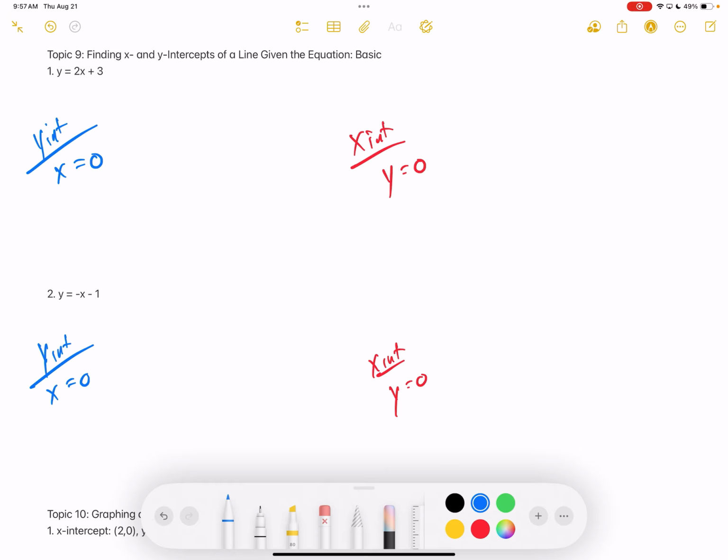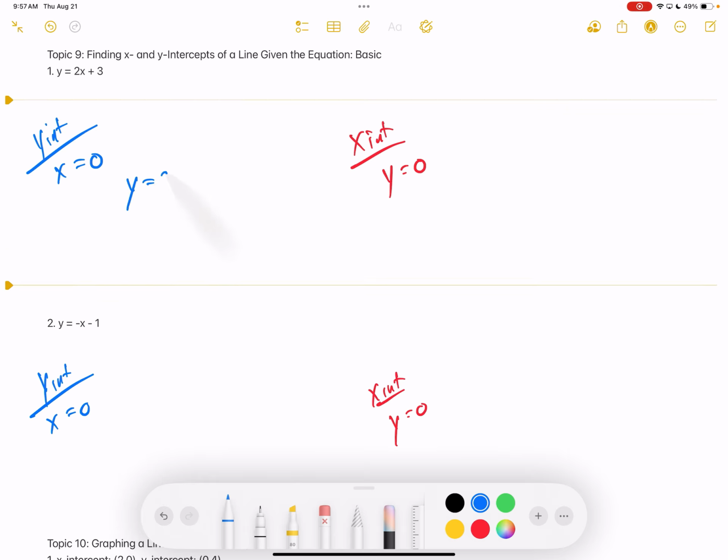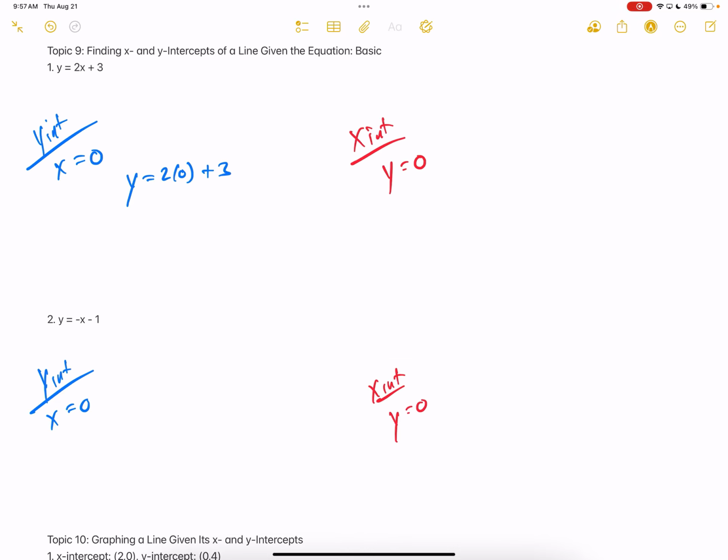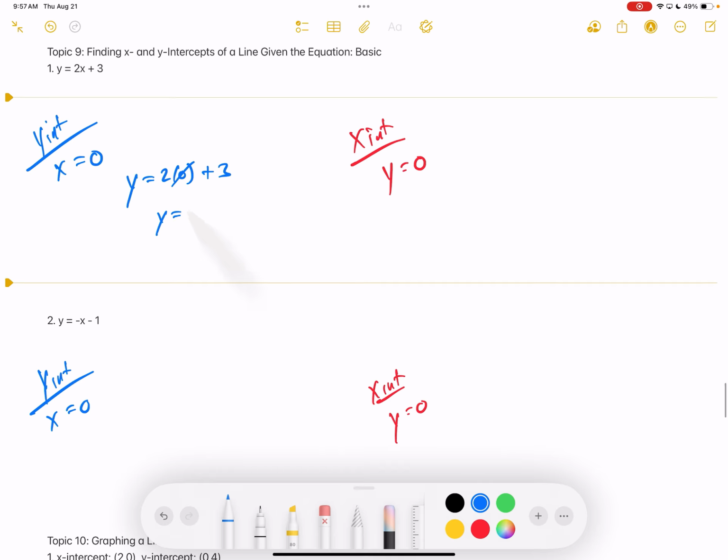So in this equation right here, honestly, these are in y equals mx plus b right now, so we don't even have to solve this, but since we're doing it, I'm going to write it out to make sure we see it. What I'm going to do is make x be 0. So 2 times 0 goes away, and I just have y equals 3. So my y-intercept is (0, 3).